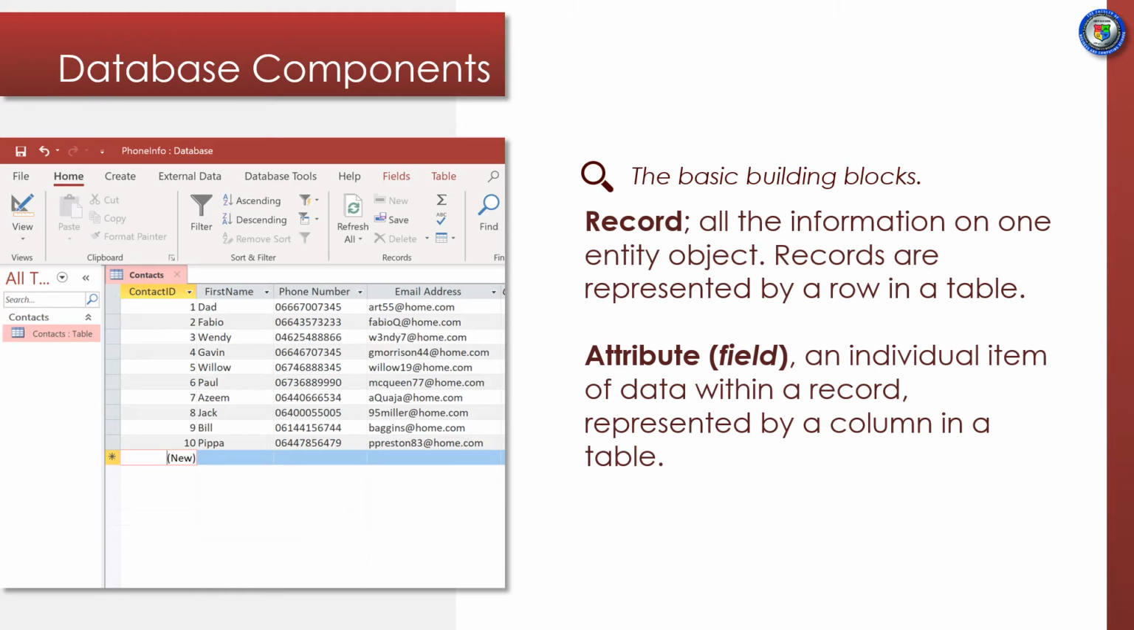Within our entities, we have records, and they contain all the information in one entity object. Records are represented by rows in our tables. In this example, we show a record, and this record is for Dad.